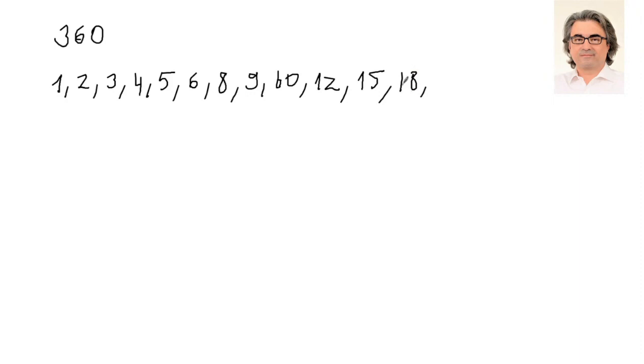18 times which number gives you 360? 20. Am I right? So why don't I write 20 here? Because I will find it by multiplying with 18. Okay. 18 is okay. What about 15? 15 times which number gives you 360? Let's try to find. Here, divide by 15. 2 and what? 24. Yes, okay.